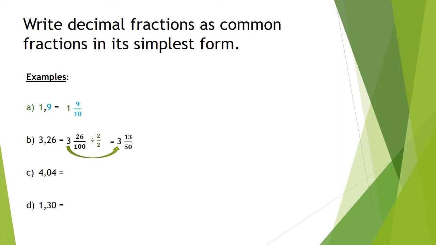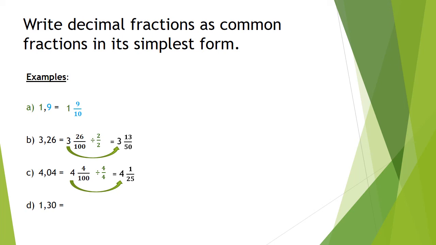Number C, 4,04. As a common fraction, we will write it as 4 and 4 hundredths. What can go into 4 that can go into 100? 4. So we will divide by 4 over 4. Again, don't forget to write down the whole number first and then divide. 4 divided by 4 is 1. 100 divided by 4 is 25.